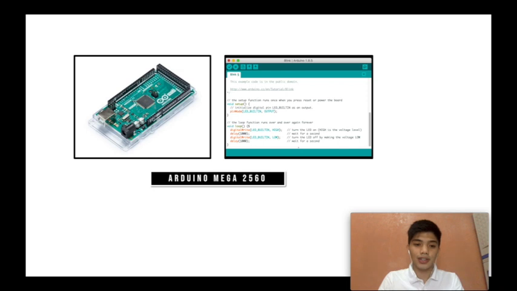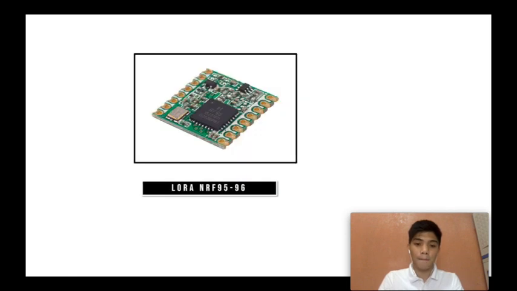The next one is the Arduino Mega 2560. We use this Arduino Mega 2560 since it has a lot of inputs. The next one is LoRa, our transmission device. It is low power and comes with great range, but low bandwidth. With this we can use two frequencies, 915 and 868, which will be discussed later.